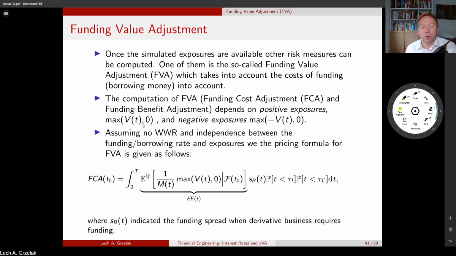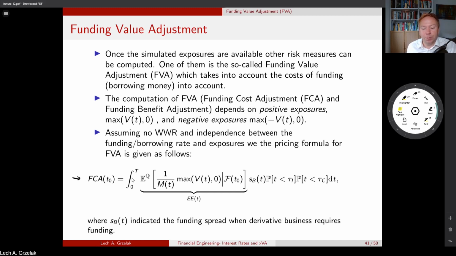Funding value adjustment, again, as we have seen for the BCVA, would depend on positive exposures and negative exposures. And the formula for this is the formula for the cost, so the funding cost adjustment. We also have an equivalent formula for the benefit adjustment. You can see the formulation. Here, I don't want to go into the details of how these derivations arrive, because that would take too much time. I would like to present the final formula for computation of FVA, which consists of BCA, FCA and FBA.